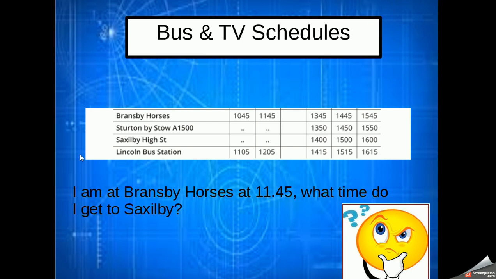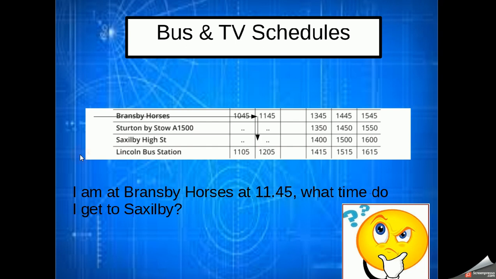So if we've got a question here, this person is at Bransby Horses at 11:45 and they want to know what time they get to Saxilby. So how do we go about solving that? Well, the first thing is to find the name of the station that we're at, Bransby Horses, and then make our way across to the time that they've told us. So in this case, Bransby Horses is at 11:45.